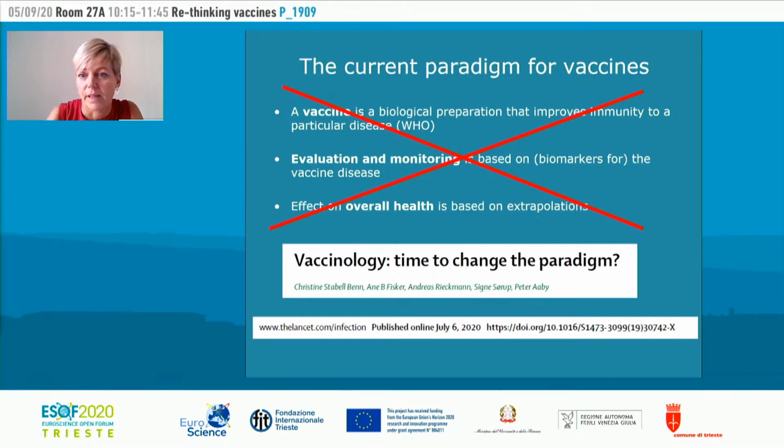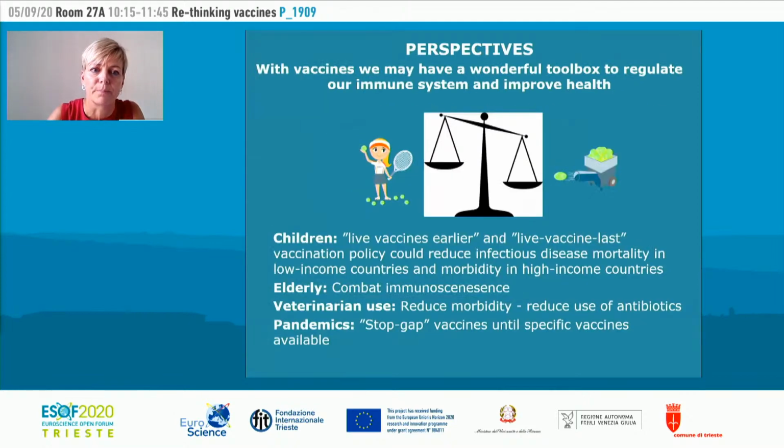I and others have suggested that it is now time to change the paradigm for vaccines and start seeing them not only as vaccines against specific diseases, but as stimulants of our immune system. And we've elaborated on that in a recent review, and I'll guide you in that direction if you're interested in reading more about it. The findings and the new paradigm open for a new understanding of vaccine and a new use of vaccines.